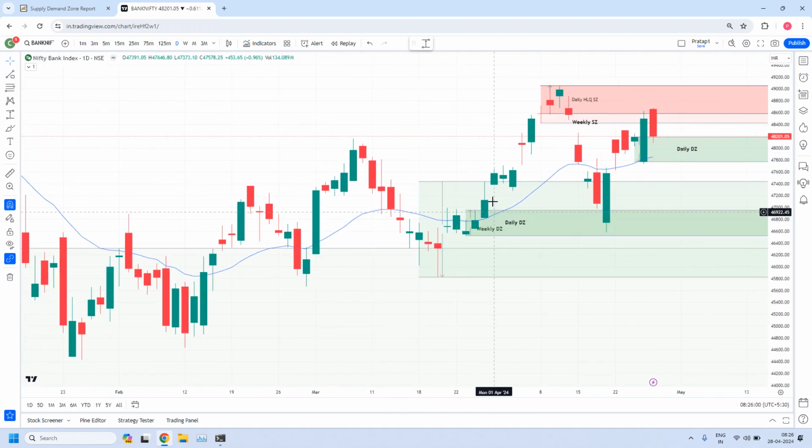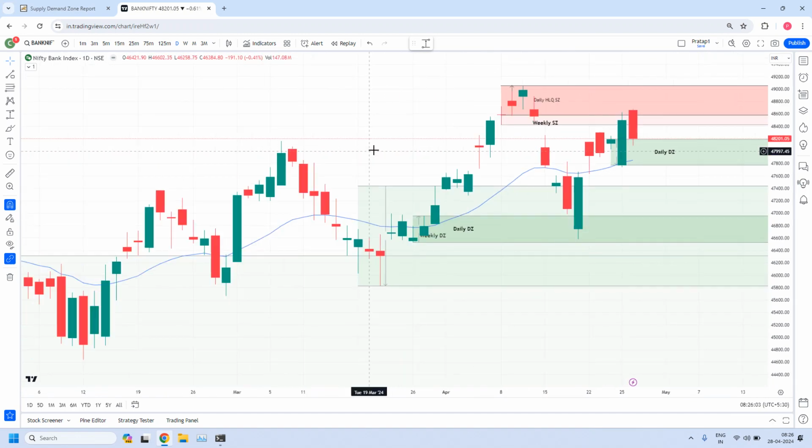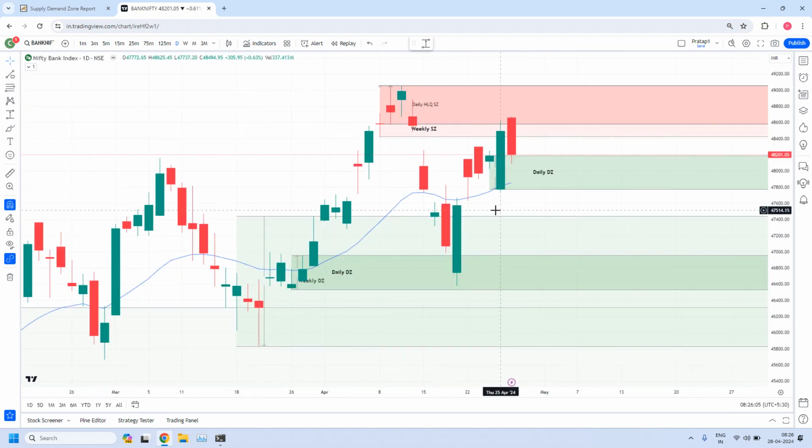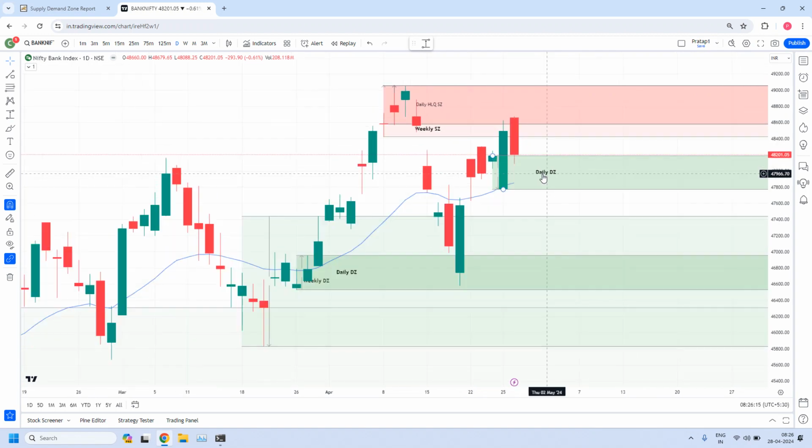So very interesting here, Bank Nifty. Next week is going to be a very interesting week, just to observe whatever supply demand zone concepts you have learned. And traders, from their point of view, should very carefully do their analysis day by day. Okay, this is about the daily demand zone.